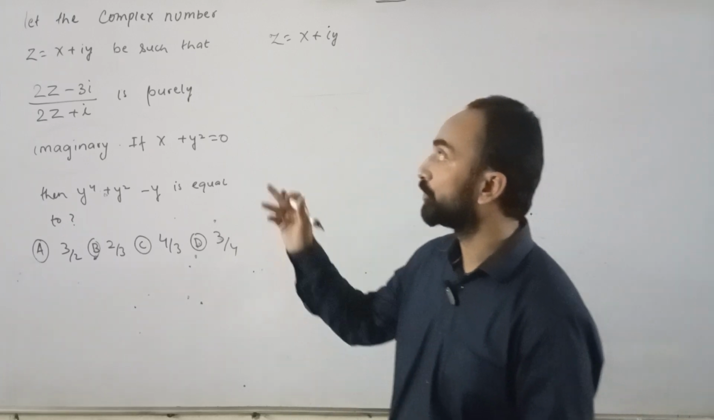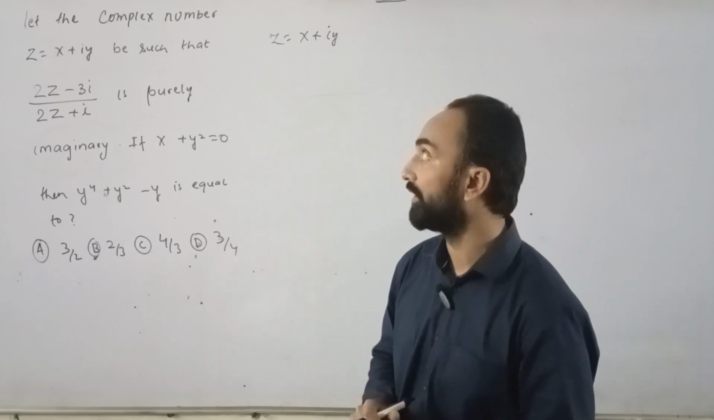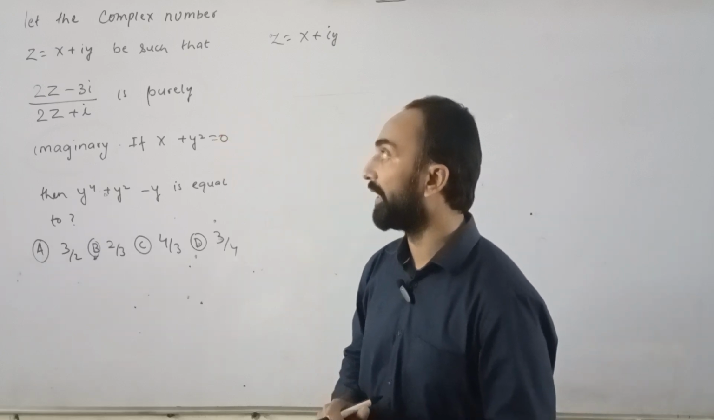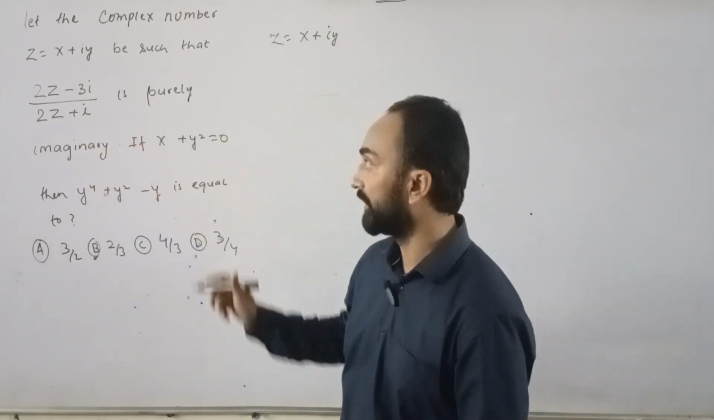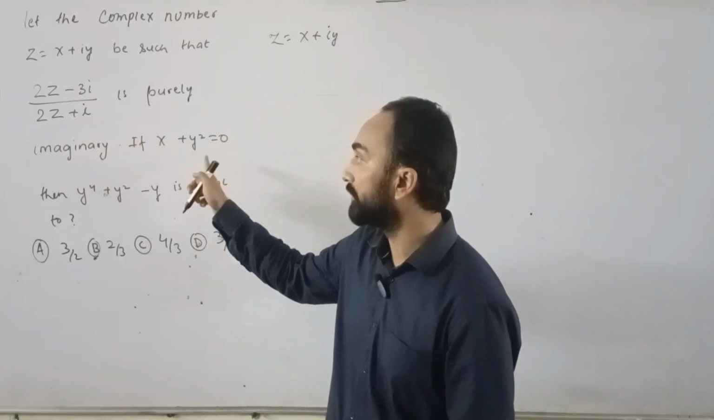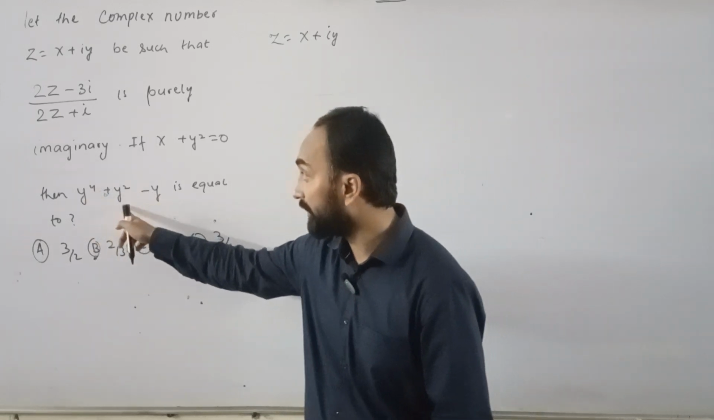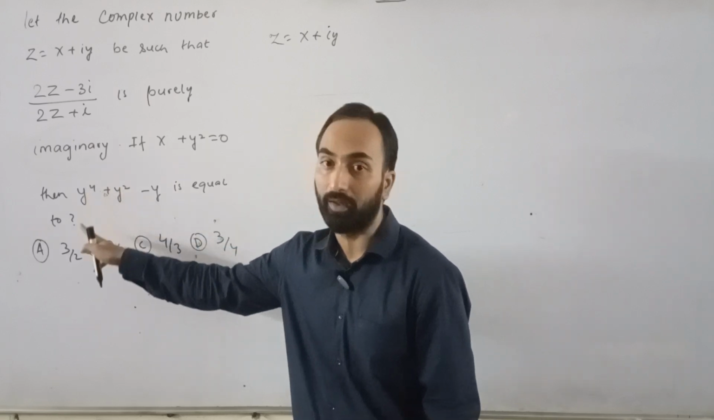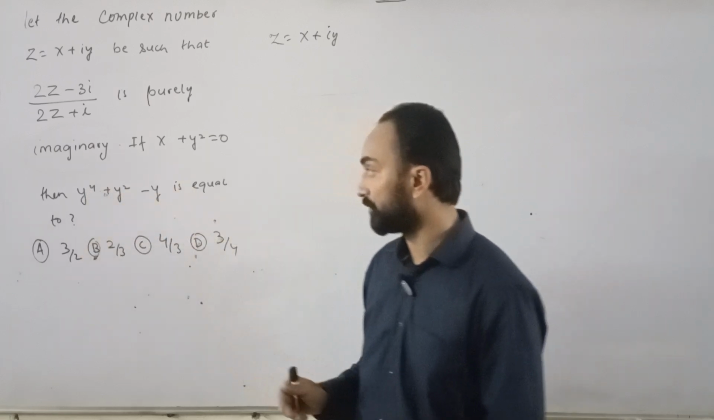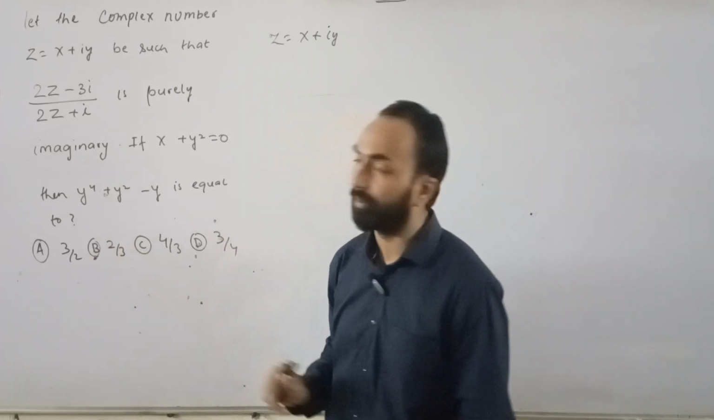So now we are doing the previous year questions of JEE Mains, and today we are doing complex numbers. The first question: let the complex number z = x + iy be such that (2z − 3i)/(2z + i) is purely imaginary. If x + y² = 0, then we have to find the value of y⁴ + y² − y. The options given are 3/2, 2/3, 4/3 and 3/4.